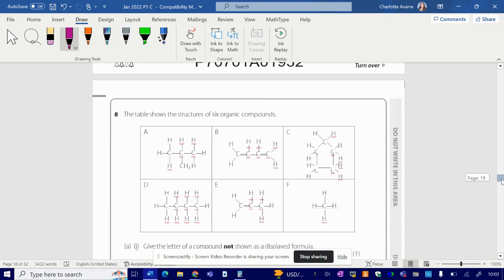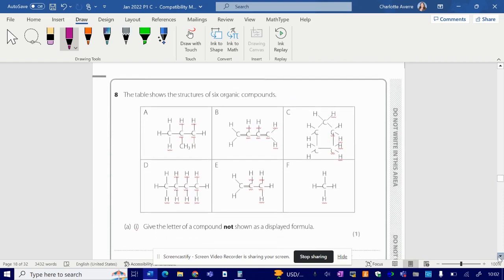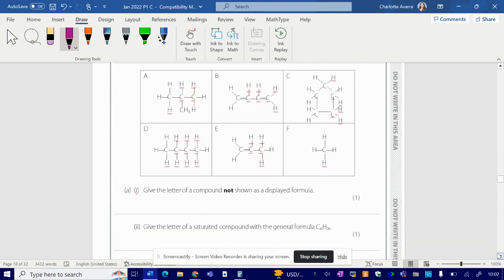Alright, question number 8. We've got 6 organic compounds. Give the letter of a compound which is not shown as a displayed formula. Okay, so at first glance they all look like they're displayed formulas because they're all showing the bonds in the pictures. However, if you look really closely, that CH3 group in A doesn't show all of the bonds that are present. So that is the one. If this was displayed, you'd expect to see the hydrogens coming out like that, which they aren't.